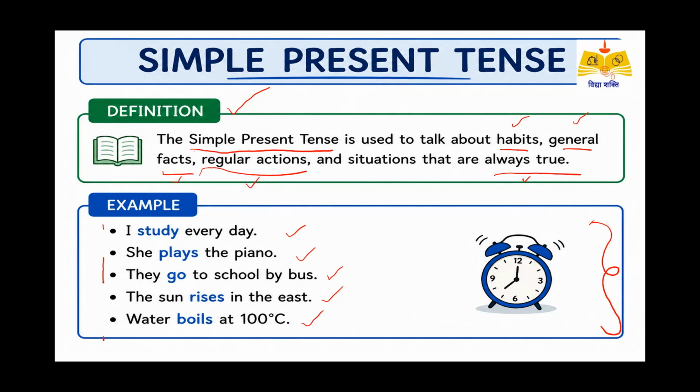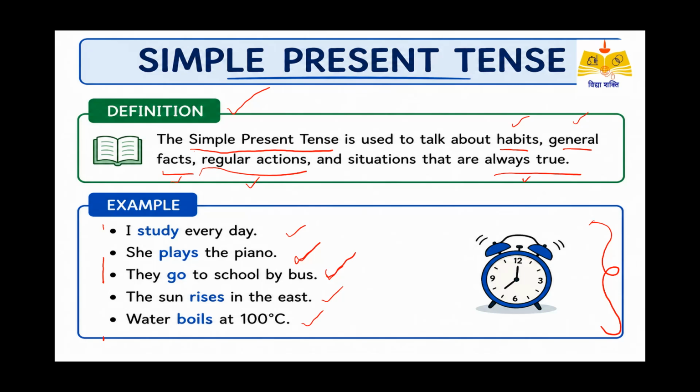Now, what is the first example you see? I study every day. Adi, it is indicating a general habit. I study every day. So, it is simple present. Present ante ఇప్పుడు ప్రస్తుతం జరుగుతున్నదే కాదు. We are not always talking about something that is happening right now. We also indicate a general habit. She plays the piano. Second one ఏంటి? She plays the piano. This is her habit. They go to school by bus. This is a regular action. Okay, this is a regular action. So we call it simple present.